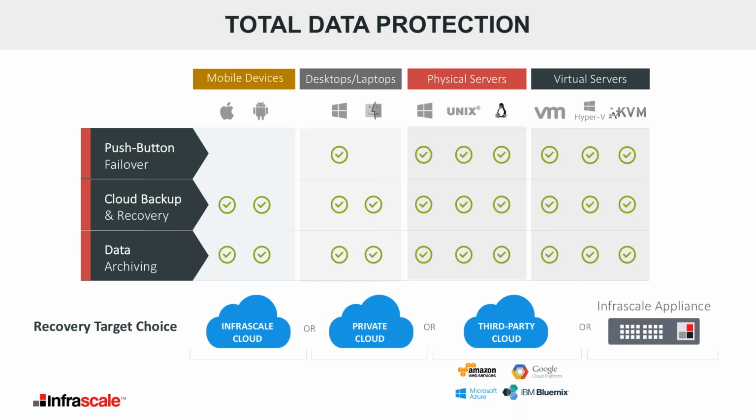And as far as recovery targets, take a look at the bottom portion of your screen here, and you'll see that we can support any cloud or a prepackaged appliance as well. What I mean by any cloud is that you can use one of Infrascale's 15 global data centers, or you can use your own private cloud, or you can also use any third-party cloud. So our software is able to run with Amazon Web Services, Google Cloud, Windows Azure, and IBM Bluemix.